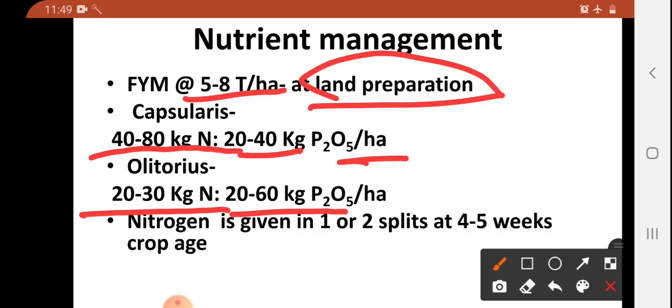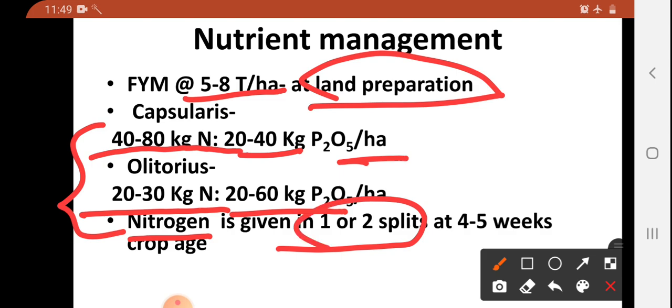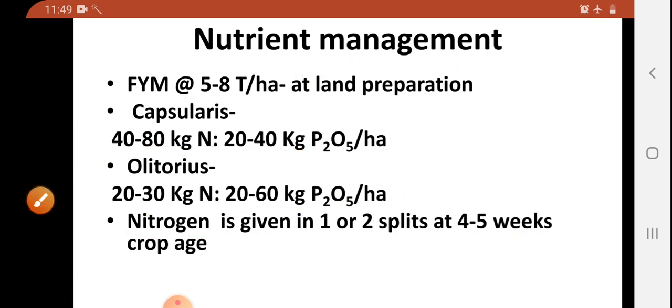From these doses, nitrogen is given in two splits, at the time of sowing and at 4 to 5 weeks of crop age. The whole phosphorus is given at the time of sowing.